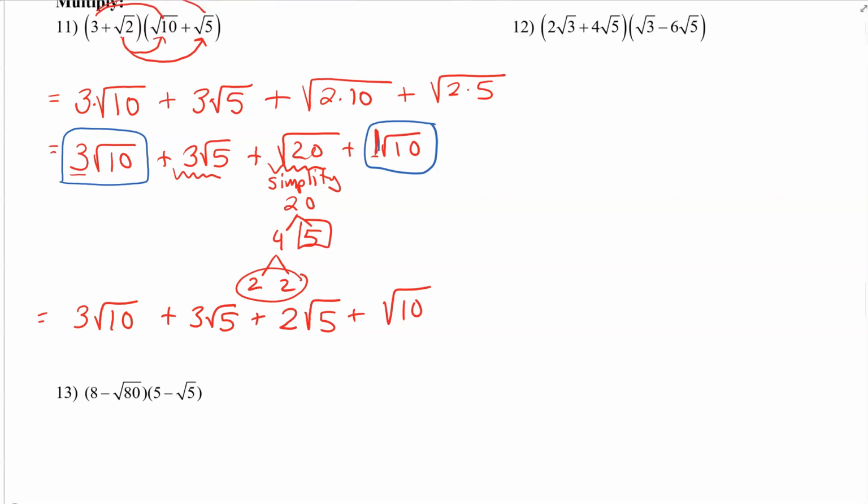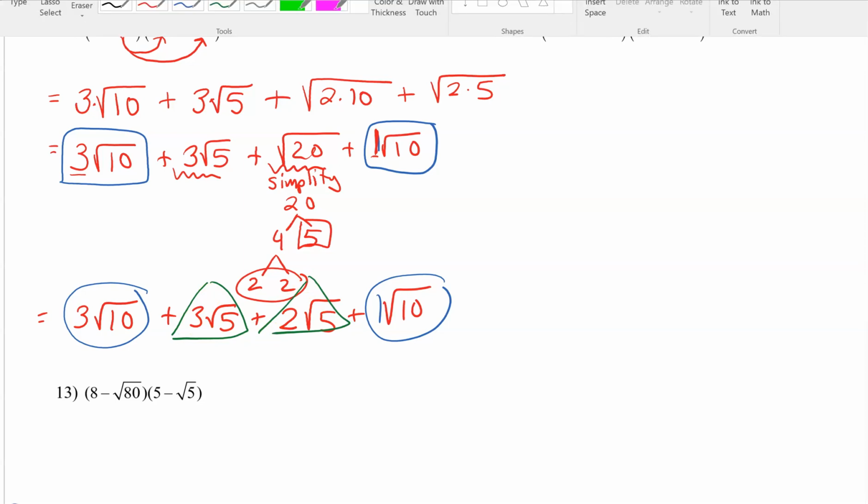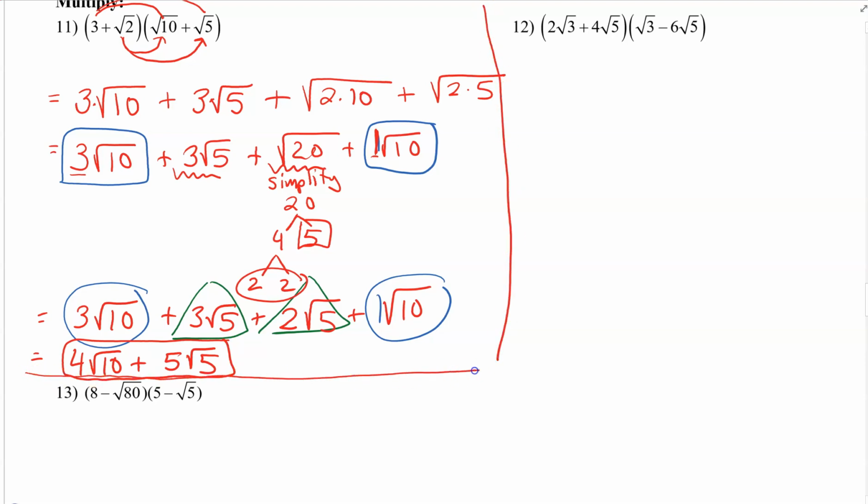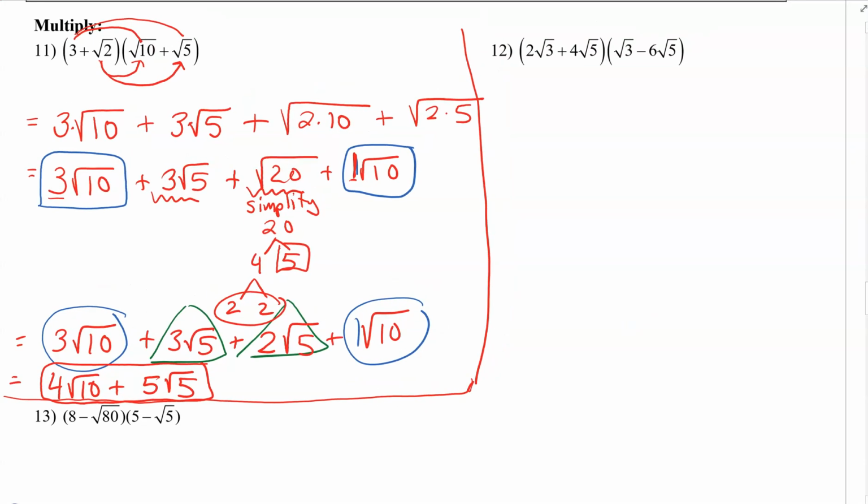And then I recognize, like I pointed out earlier, that I have like terms right here with the 3 rad 10 and the 1 rad 10, but then I also have like terms with 3 rad 5 and 2 rad 5. So that ends up equaling 4 rad 10 plus 5 rad 5. And that is my final answer for number 11. So we FOIL, we simplify, and we combine. Let's try it again with number 12.